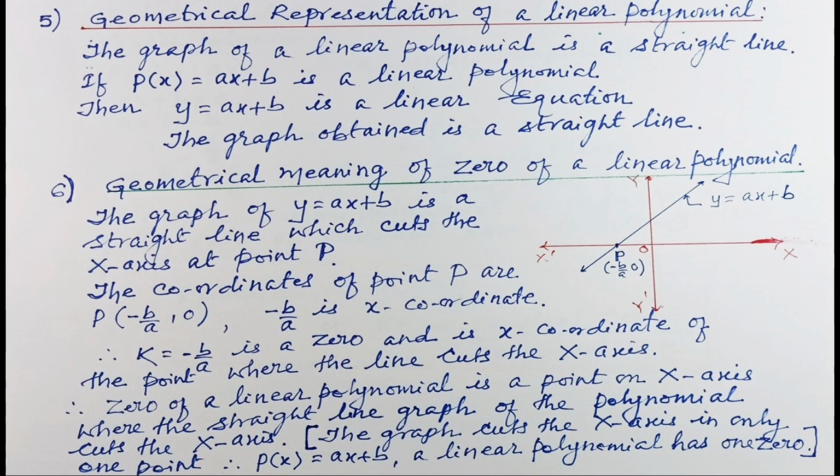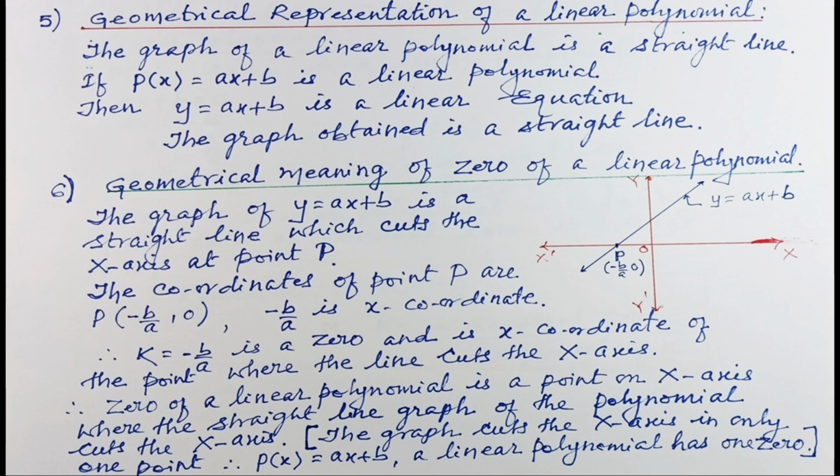Now the geometrical representation of a linear polynomial. The graph of a linear polynomial is a straight line. If p of x is equal to ax plus b is a linear polynomial, then y is equal to ax plus b is a linear equation. If we draw the graph of this linear equation, then we get a straight line. So remember, the geometrical representation of a linear polynomial is a straight line.